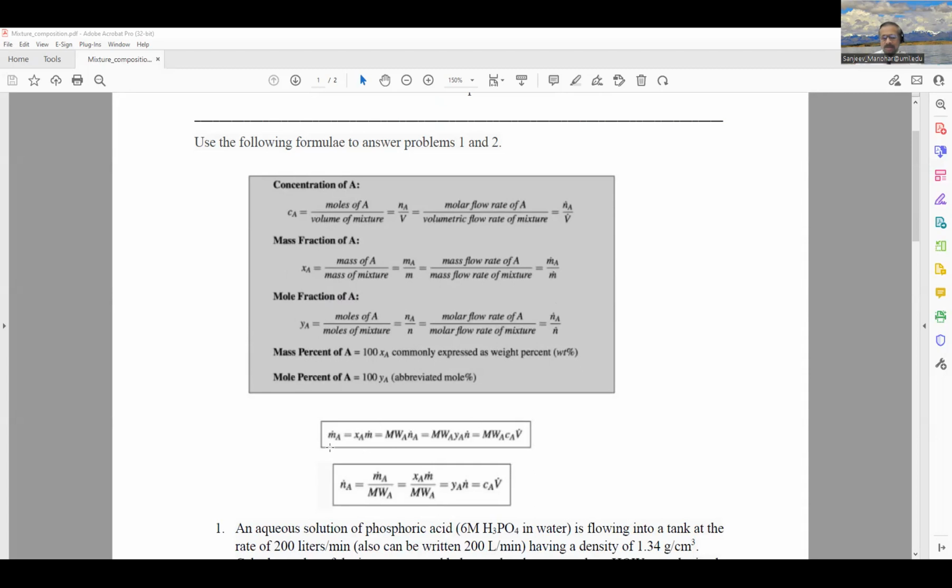The first box tells you the different forms you can use to calculate mass flow rate of species A. And the bigger box is the series of mathematical transformations that you can use to calculate mole fraction, molar flow rate of species A. Correct? I think we went over this, and then we even did a problem or two.